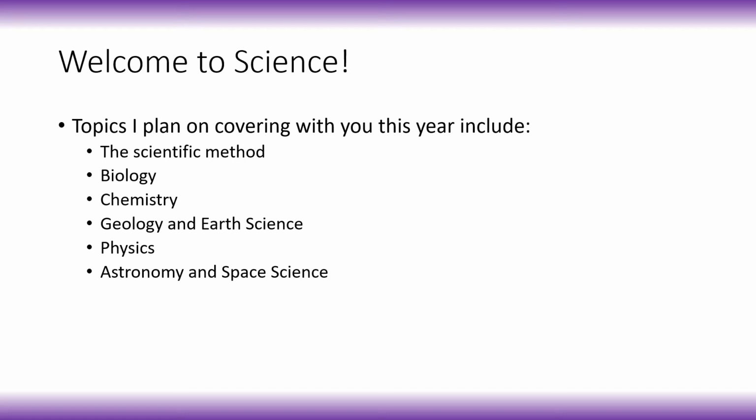I'm going to talk about biology, chemistry, and physics, but I'm also going to throw in geology and earth science as one unit, and astronomy and space science as another unit. So basically, we'll be talking about 5 major areas of science. We'll be talking about biology, chemistry, geology, physics, and astronomy. So we'll cover all 5 of those and in this order. I'm going to break down each of these so that you know what to expect in the slides to come.